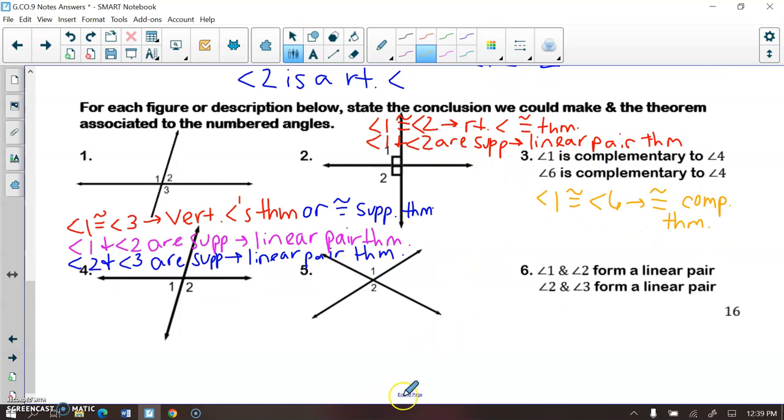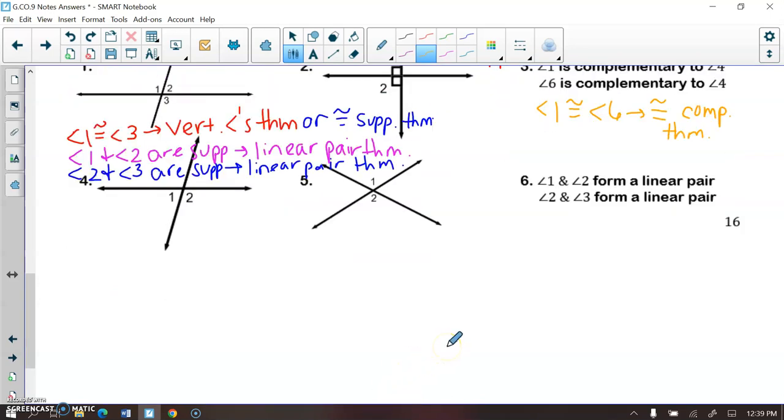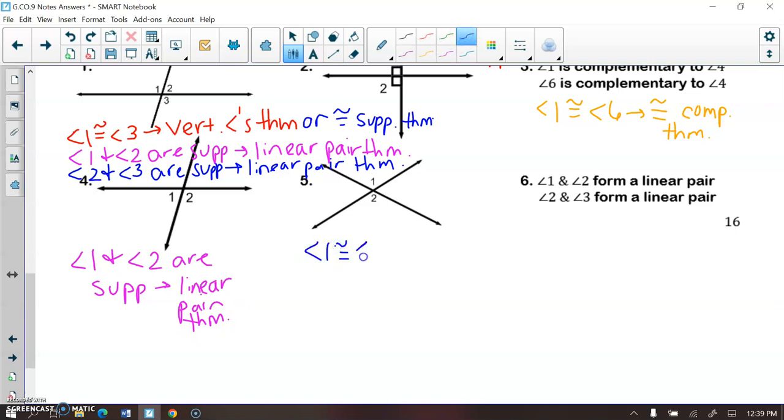All right, number 4, the only thing that we can say about angle 1 and angle 2 is that they're supplementary by the linear pair theorem. In number 5, the only thing that I can say about angle 1 and angle 2 is that they're congruent by the vertical angles theorem.